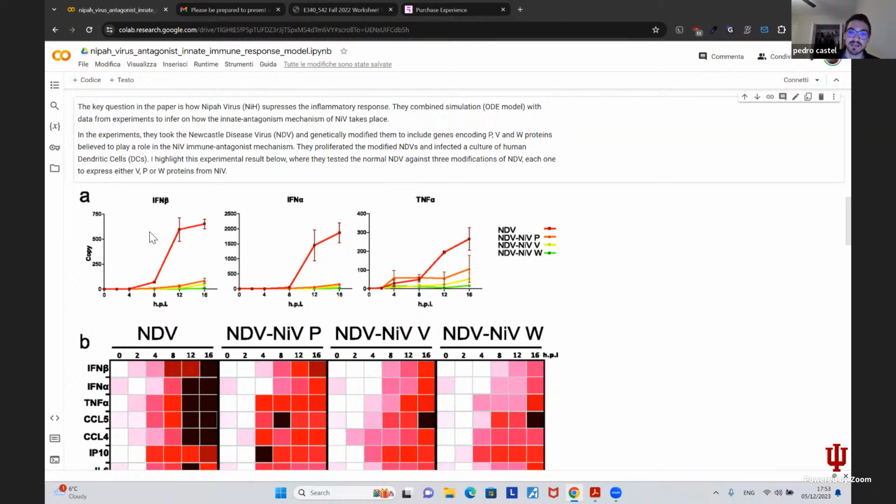So it's basically a dummy virus, let's say, that they can genetically modify to include each one of the Nipah virus proteins that affects the internal cell innate immunity machinery. So there are three proteins, P, V, and W. They take the NDV and genetically edit it to produce the P protein, or the V protein, or the W protein, each one of them separately.